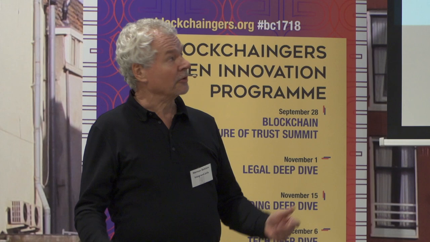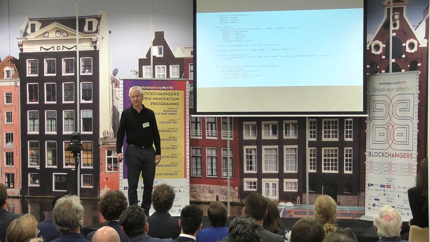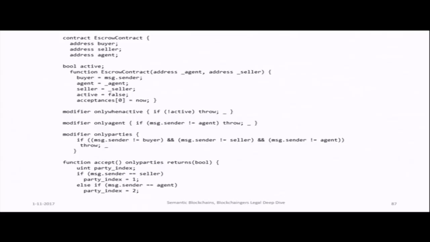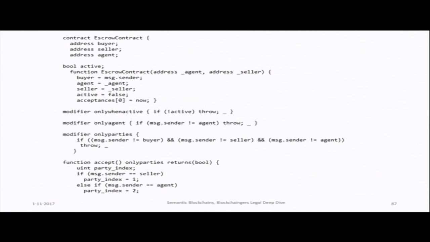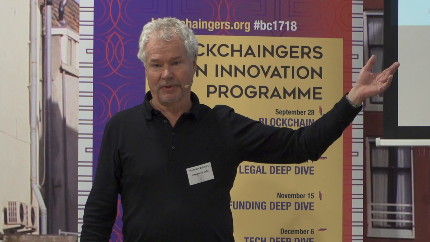Well, here we go. This is what it looks like. This is Ethereum code. I'm not going to go through this code line by line, but to give you an idea of what the code looks like: people who have any expertise in programming say it looks like 1960s programming. It's very low level, it's very detailed.